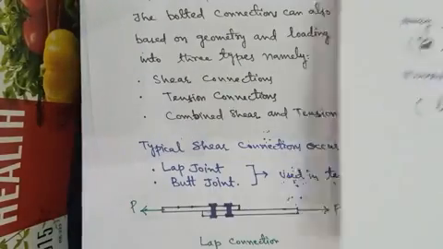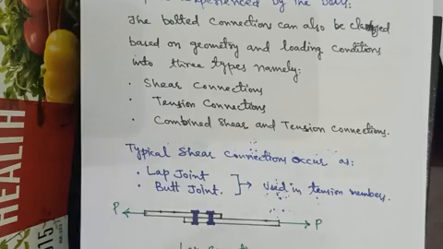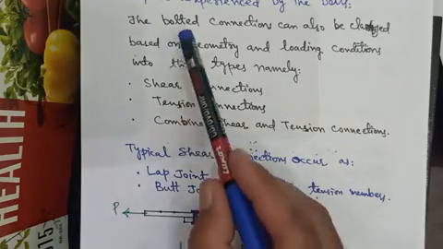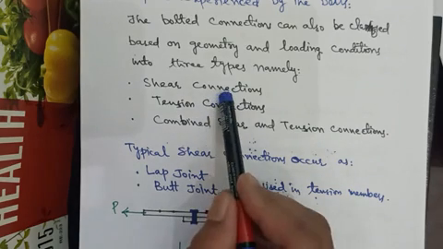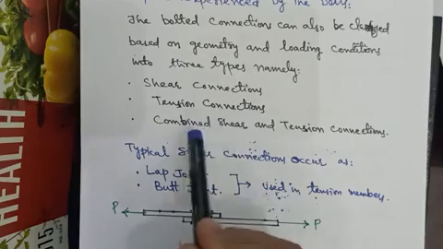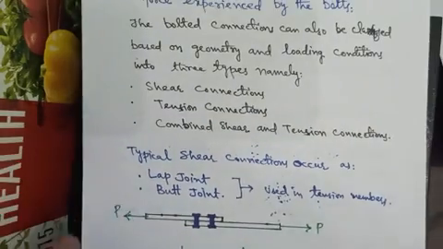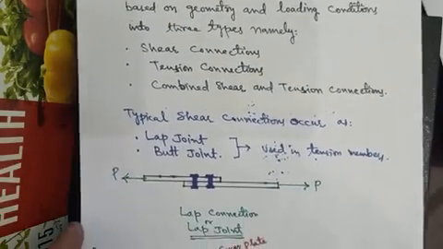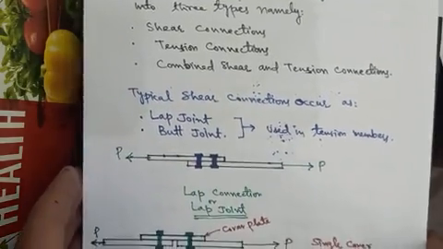Now we have another classification of the bolt, based on the type of force experienced by the bolts. So the bolted connections can also be classified based on geometry and load conditions into three types, namely shear connections, tension connections, and combined shear and tension connections. Typical shear connections occur as lap joints and butt joints, which are generally used in tension members.